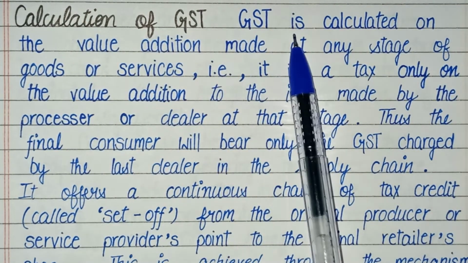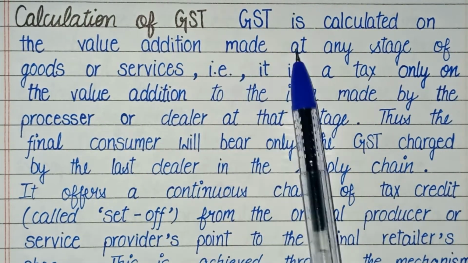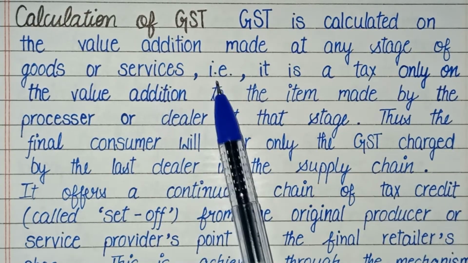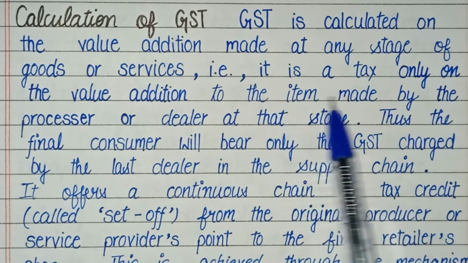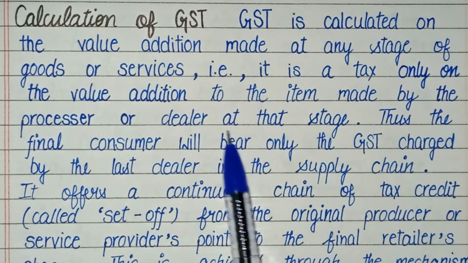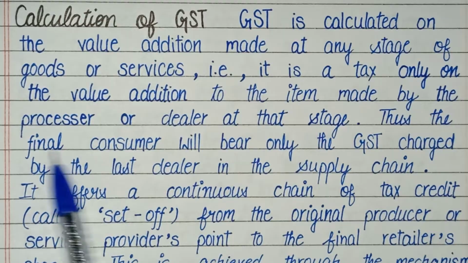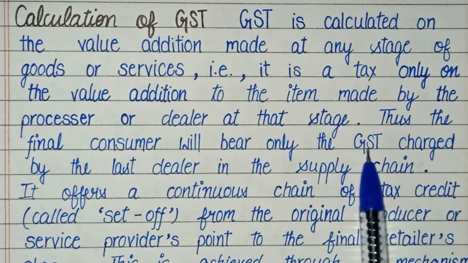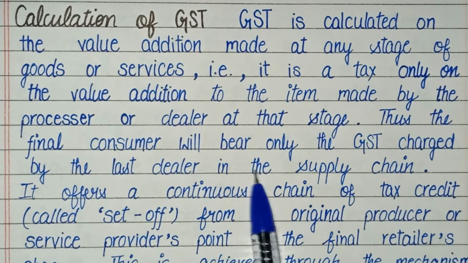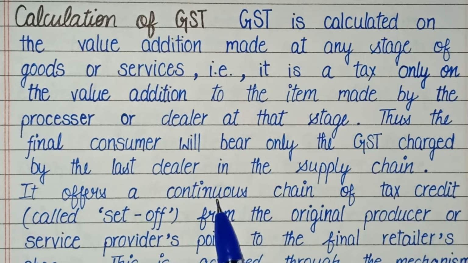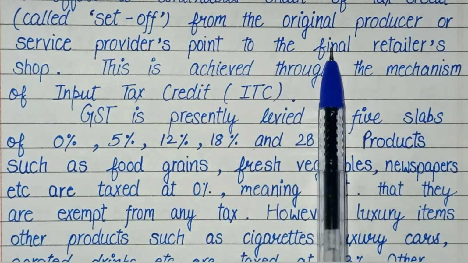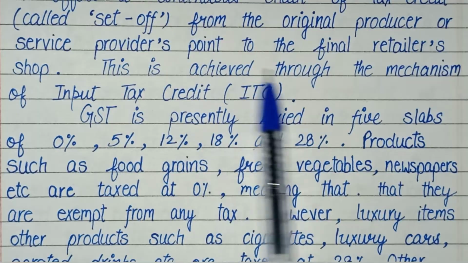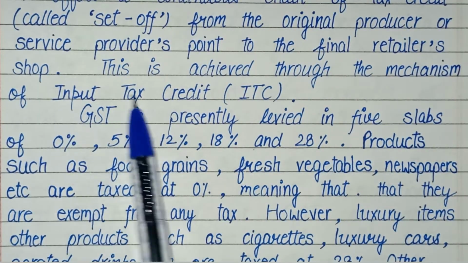Calculation of GST. GST is calculated on the value addition made at any stage of goods and services. That is, it is a tax only on the value addition to the item made by the processor or dealer at that stage. Thus, the final consumer will bear only the GST charged by the last dealer in the supply chain. It offers a continuous chain of tax credit called set-off from the original producer or service provider's point to the final retailer shop. This is achieved through the mechanism of input tax credit.